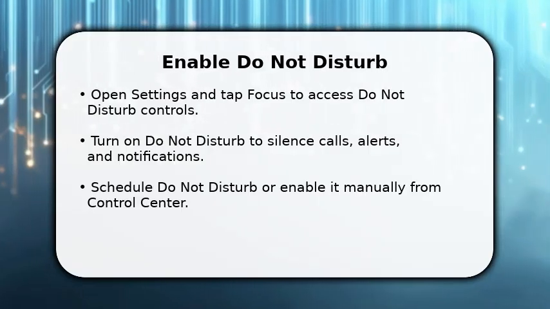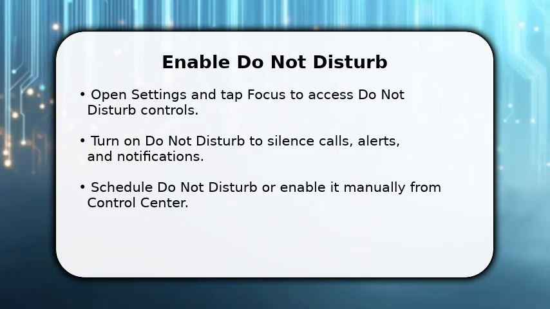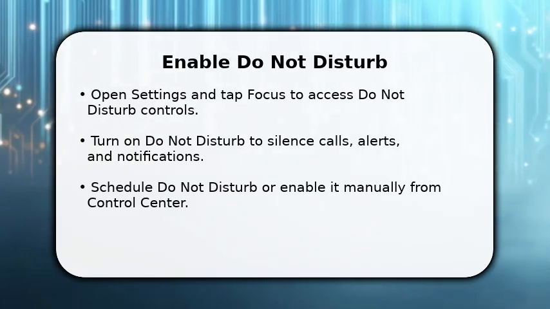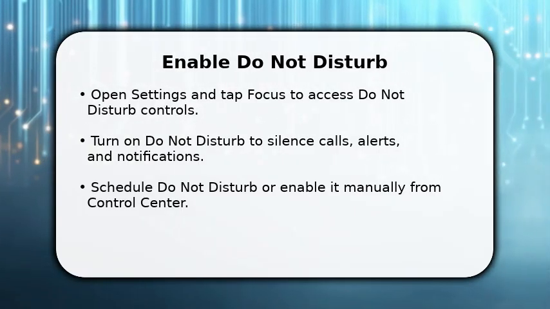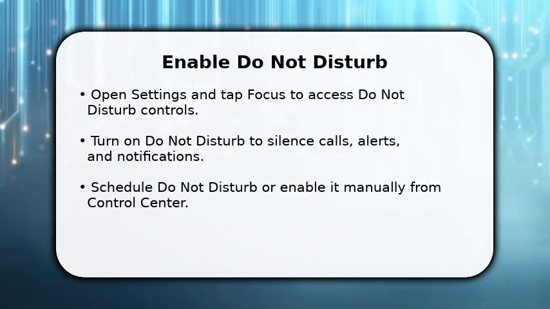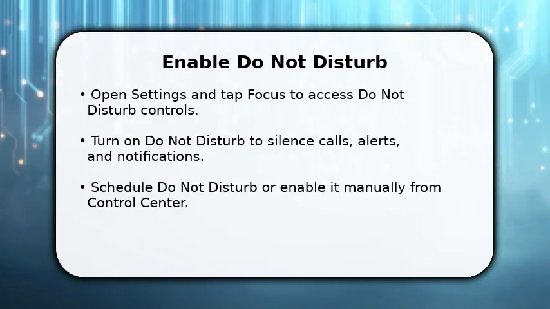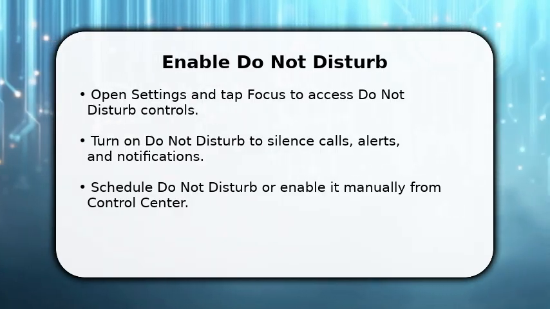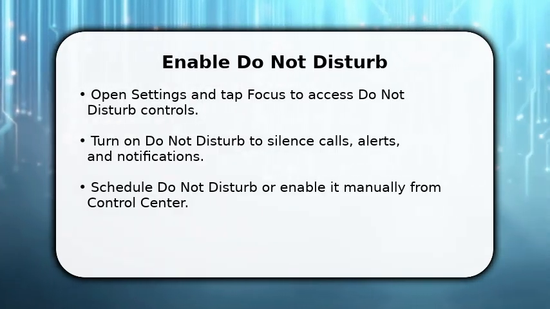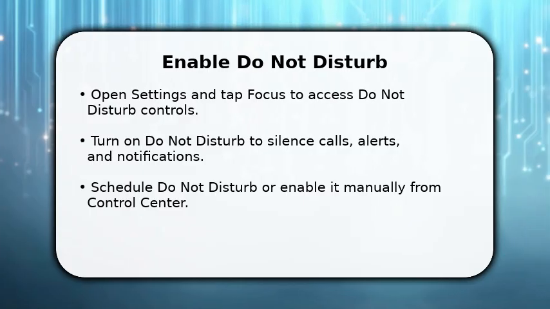Open Settings and tap Focus to access Do Not Disturb controls. Scroll to Do Not Disturb and tap to open its options. Toggle the main switch to turn on Do Not Disturb and silence calls, alerts, and notifications. To schedule silence, tap Add Schedule or Automation and set times, days, or location triggers.